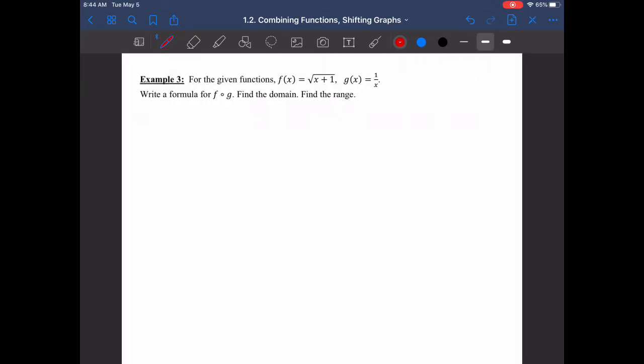There's the same page again. And so last here, example 3. For the given function f of x equals the square root of x plus 1, and then g of x equals 1 over x, write a formula for f of g, and then find the domain and range. So f of g of x is just going to be f of g of x. So that means we're going to plug this in everywhere there's an x. So we're going to get the square root, and then we're going to put a g of x right where x is, plus 1, just like that.